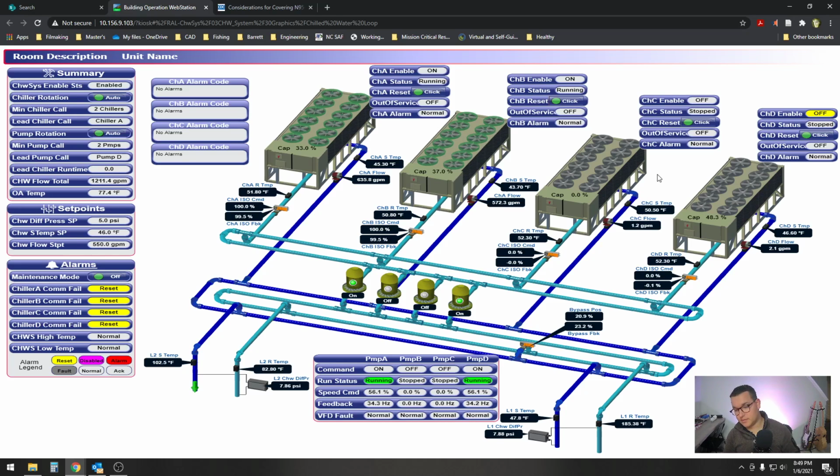Why that's important as well. So the system actually looks at the supply temperature to base how many units are running. Not to confuse that with this next thing I'm going to talk about, which is the minimum chiller call.